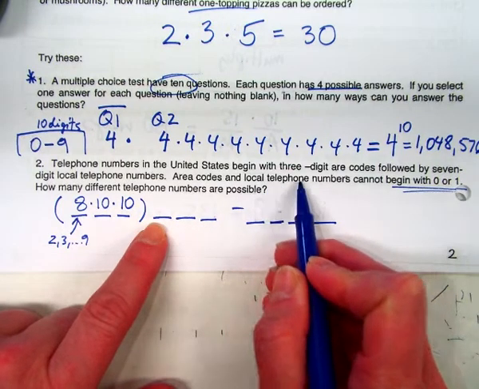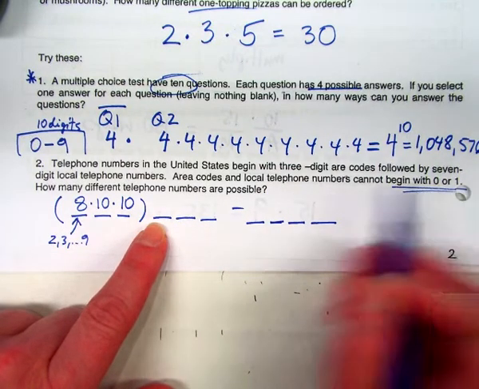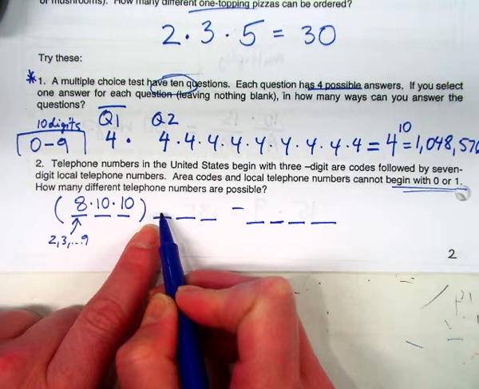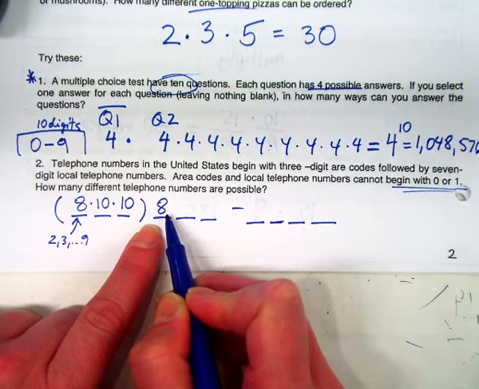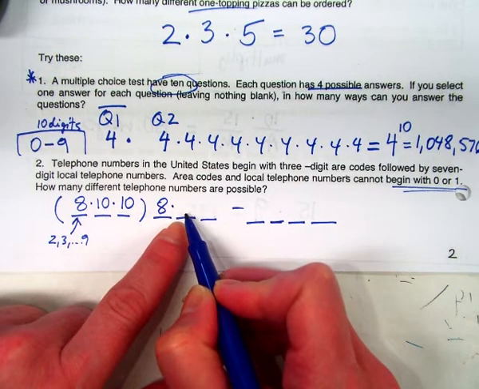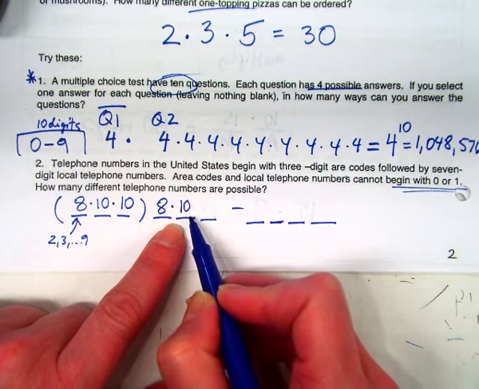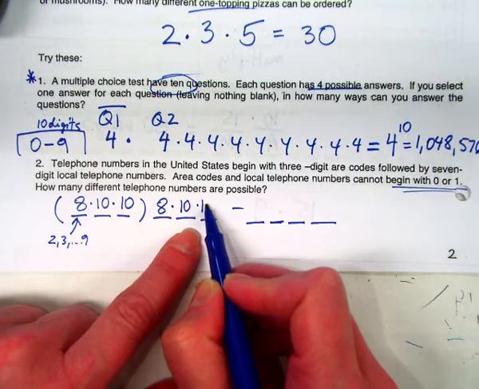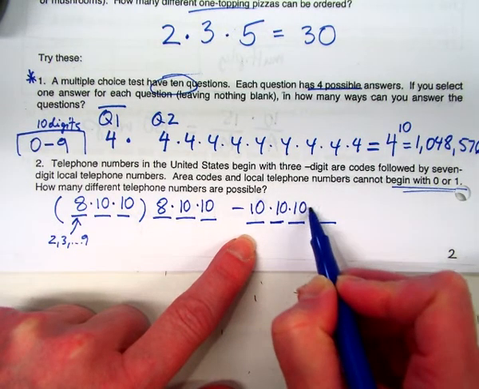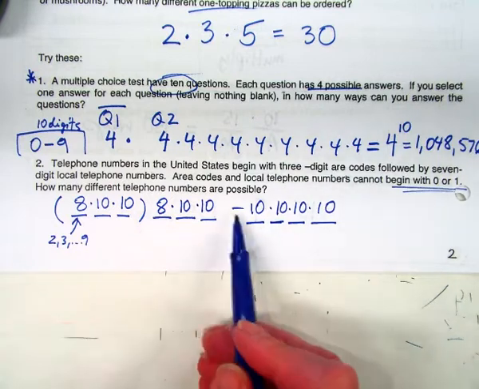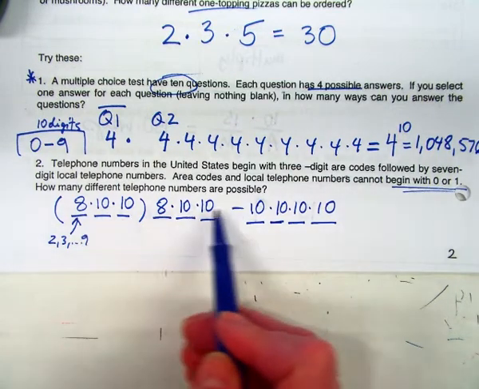The local telephone number cannot begin with 0 and 1. So back to this, how many different digits do we have to pick for the first spot? Only 8, again, because we're not including 0 and 1. However, how many digits do we have for this spot? Well, there's 10 different numbers to pick from. There's 10 different numbers here, 10 here, here, and here. This is not a minus sign. This just mimics a phone number.